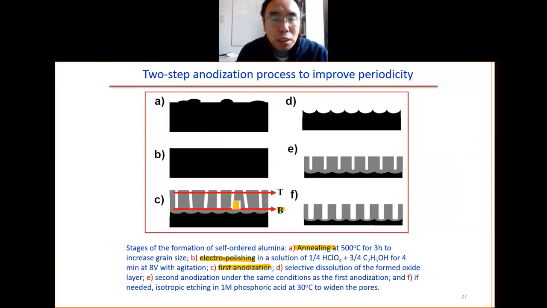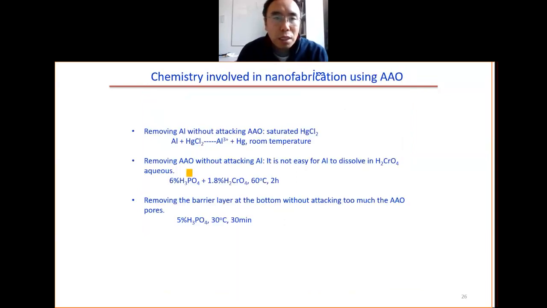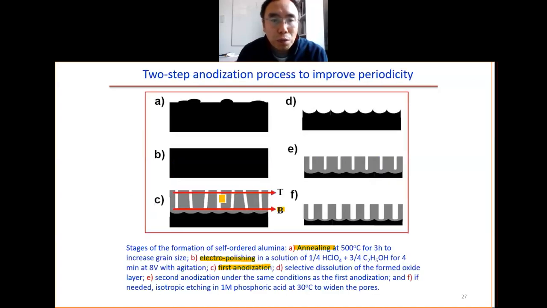Then you remove this top aluminum oxide by using this chemical. You leave behind this aluminum, with some texture like this. Then you do a second anodization. When you do the second anodization, this pattern is like the guiding pattern, so the pores will grow at those positions. You get very nice long-range periodic pores. As I said, this is very good because you do not need to do any lithography. It's cheap.